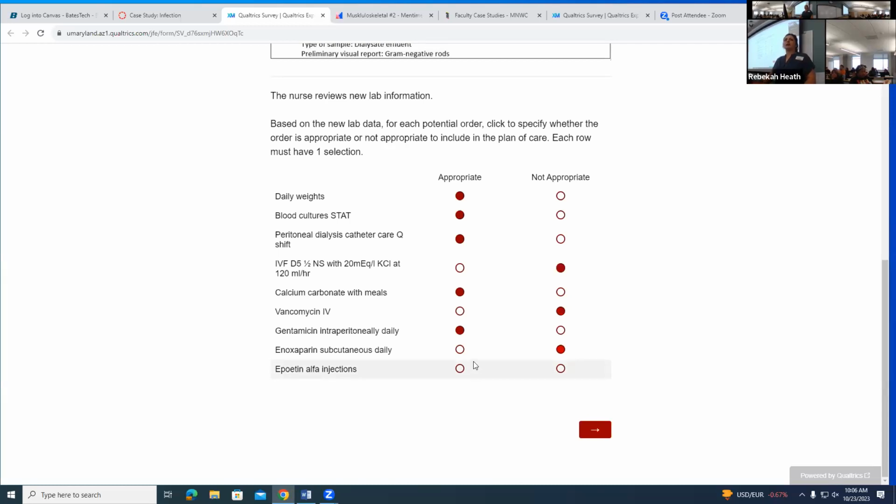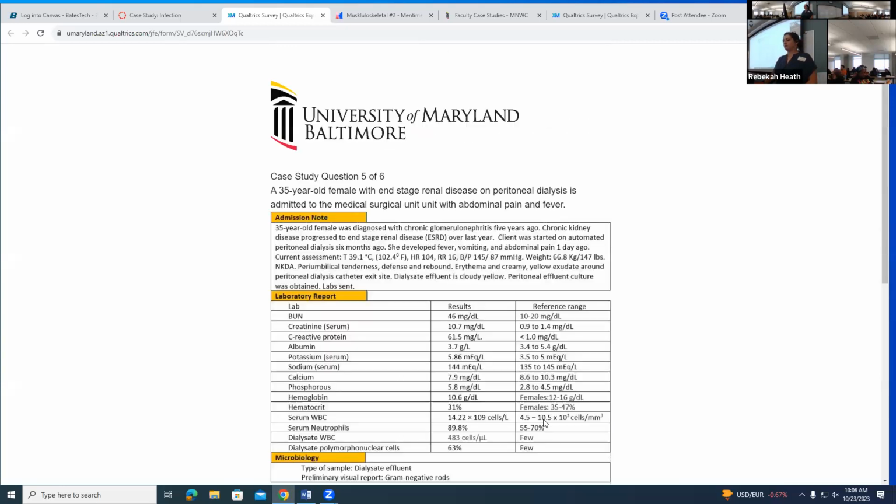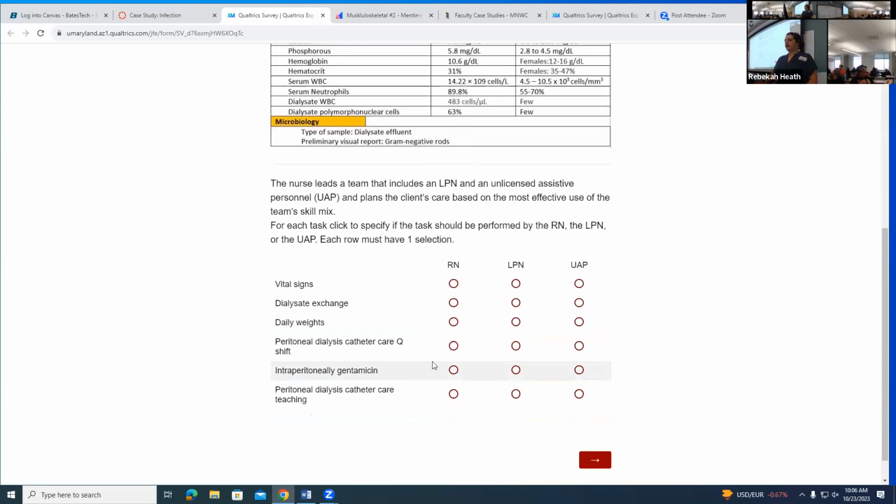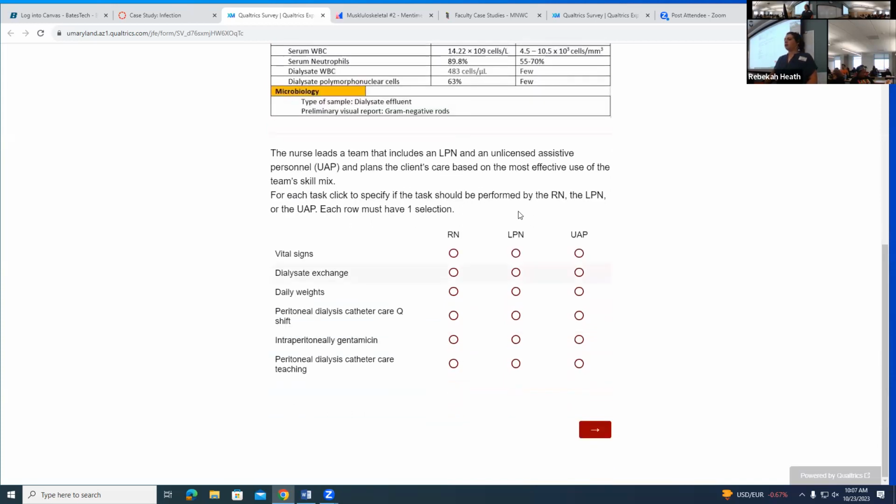It helps to stimulate red blood cell growth. Since people with renal failure are not producing red blood cells as often, we usually will have them give those. Okay, so now we want to say we have a nurse, an LPN, and a UAP, a nursing assistant, CNA.